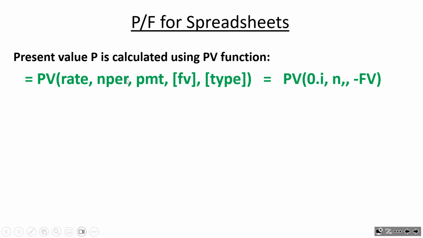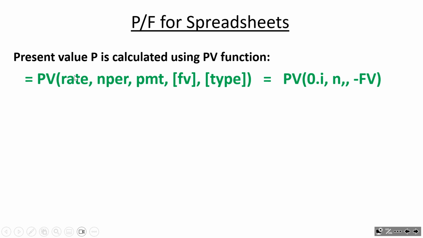NPER means the number of periods. And remember that periods don't always have to be years. There are some problems where you've got monthly compounding or even daily. And so NPER, strictly speaking, means the number of periods.